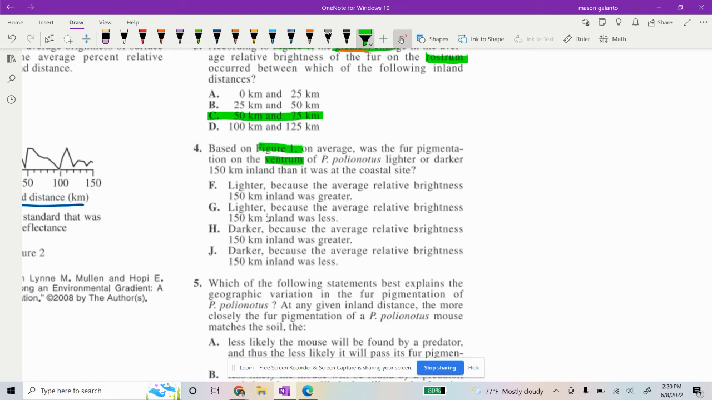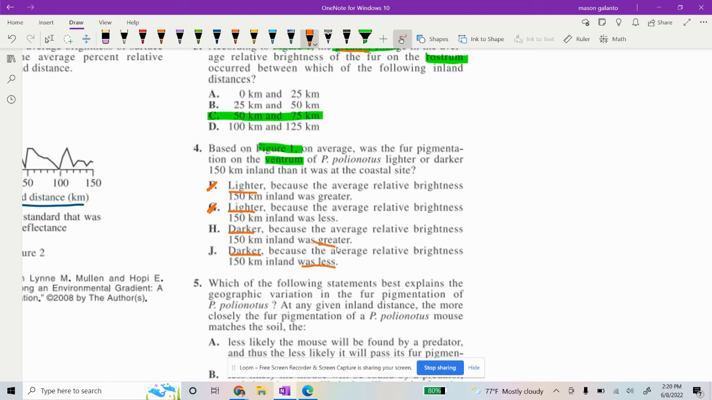And note how the answers are written here. This is a very typical style of ACT. Lighter, lighter, darker, darker. Right away, we should be able to eliminate 2 of them. You must pay attention to the comparison. The ventrum at 150 kilometers inland versus at the coastal site. Well, inland you should be darker, so I'm going to go ahead and eliminate G and F. If we follow this through, because the average relative brightness 150 kilometers inland was greater, or because the average relative brightness of 150 kilometers inland was less.